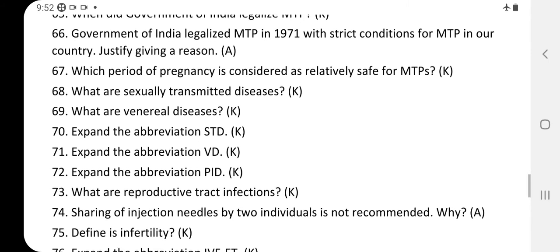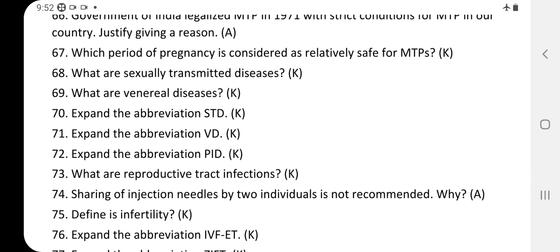70th question. Expand the abbreviation STD. STD stands for sexually transmitted diseases. 71st question. Expand the abbreviation VD. The VD stands for venereal diseases. 72nd question. Expand the abbreviation PID. PID stands for pelvic inflammatory diseases.